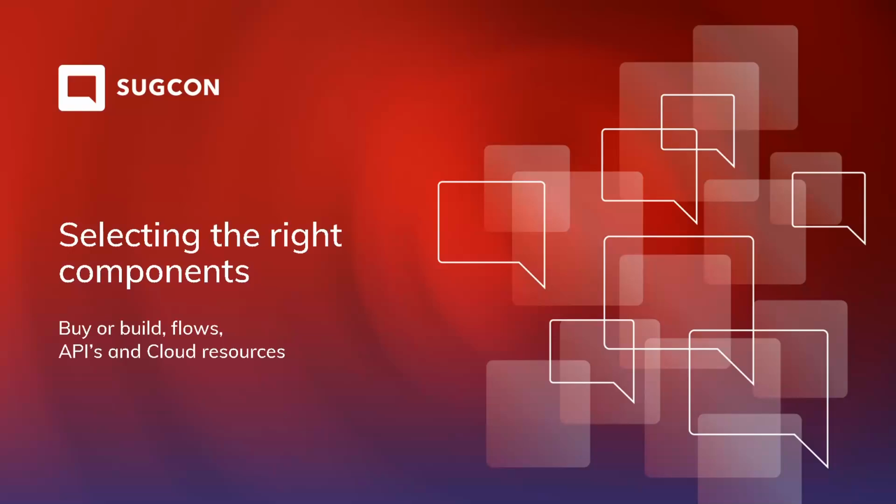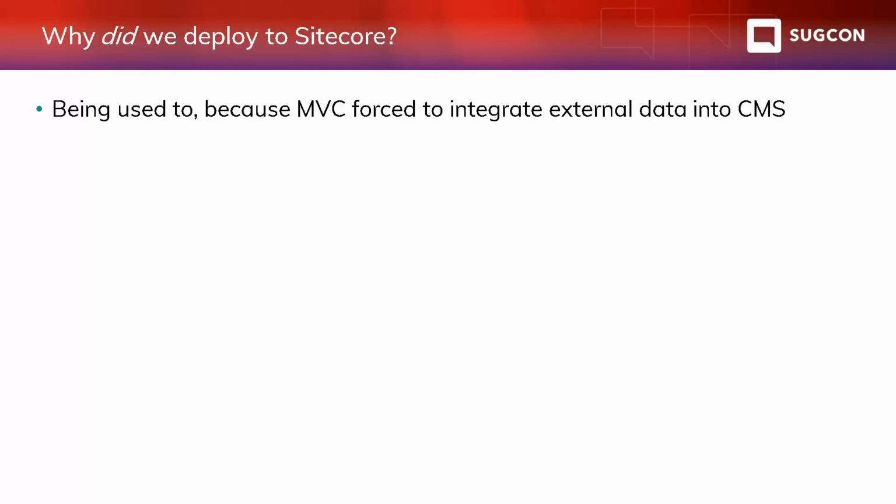And before we go to seeing what the possible components are, I want to have a look at why we actually deployed to Sitecore in the past. And with deploying to Sitecore, I obviously mean deploying our custom code, our custom implementation on top of Sitecore, which is something, as you heard multiple times today already, that is no longer the recommended approach. Well, the first thing I think is because we're just used to it, because in the past, MVC forced us to integrate external data into the rendering, and with going headless and having JSS, we really didn't need to anymore. But before XM Cloud, we still, regardless of the fact that we had JSS, were doing that.